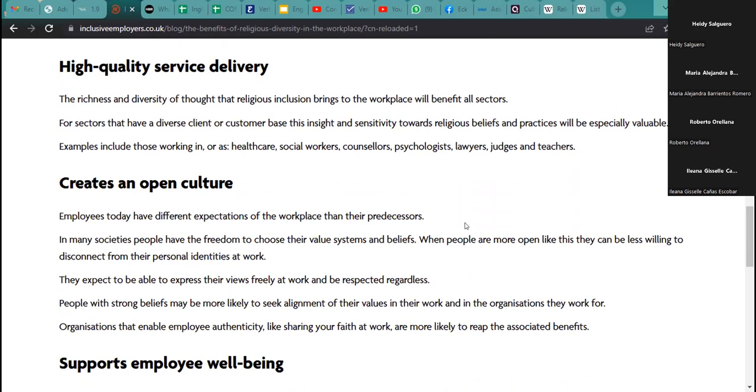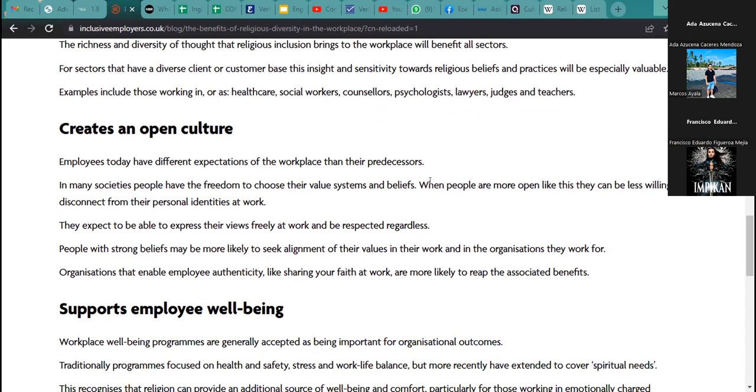Creates an open culture. Giselle. Hello, Giselle. She's at the supermarket. Roberto Orellana. Not possible. Marcus. Okay. High quality service delivery. Actually, it's the next. It creates an open culture. Sorry. Creates an open culture.